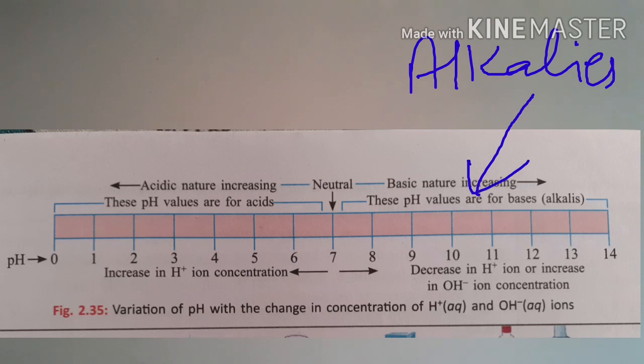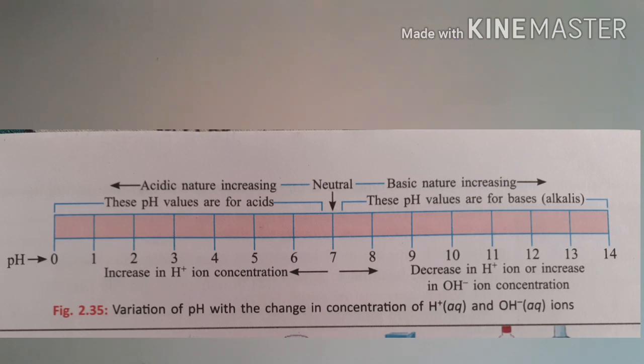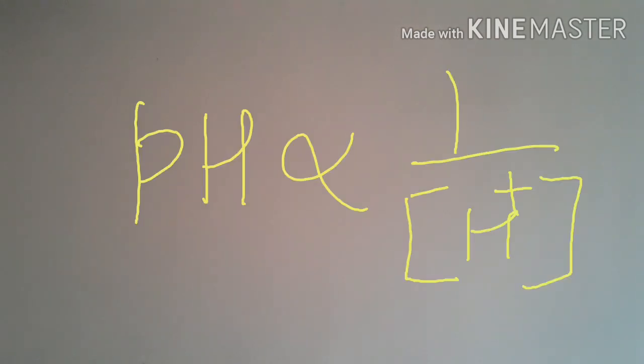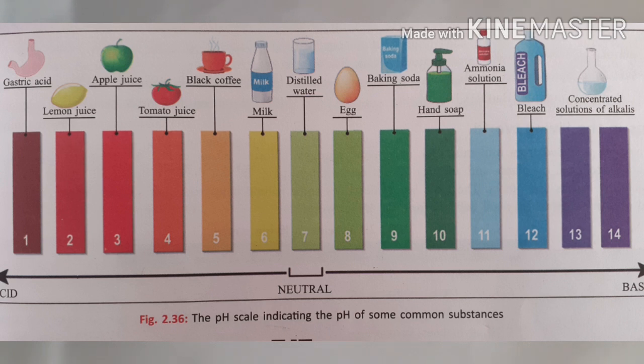Some important points, children. Number 1. Lower the pH value, higher the acidic strength. Whereas, second point, higher the pH value, lesser the acidic strength. That means we can say pH is inversely proportional to hydrogen ion concentration. Here in the given chart, you can see the pH value of some common substances which we are using in our daily life, such as lemon juice, pH value 2, apple juice, pH value 3, tomato juice, pH value 4 and so on.